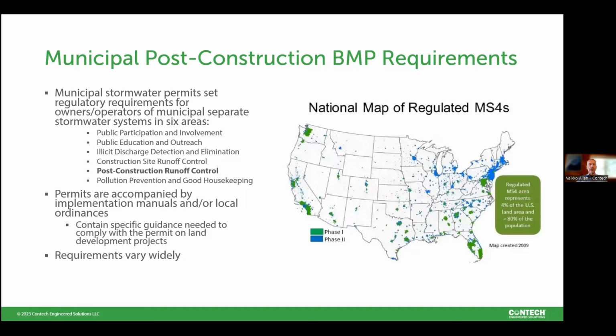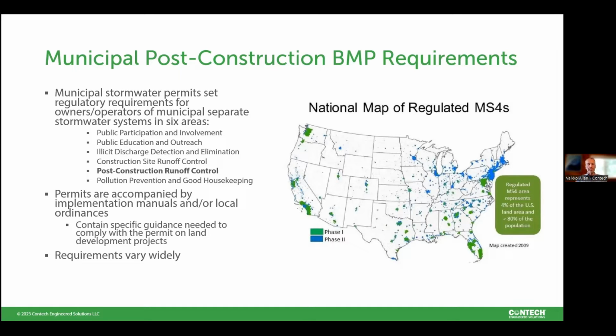So in either case, whether you're a phase one with a population of greater than 100,000 people, or a phase two where you're smaller but still in an urban area, the NPDES permits basically regulate those MS4 operators, so the owners and operators of the municipal separate storm sewer systems. And they require them to do a lot of things, including having a post-construction runoff control program. And that's really what gives us our requirements for land development projects.